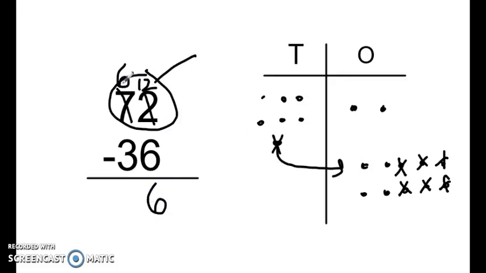Now move on to my tens. I have 6 tens minus 3, so I'm going to cross out 3, which leaves me with 3 tens left. 6 minus 3 is 3, so my answer is 36.